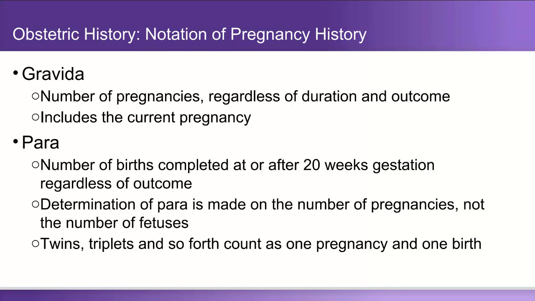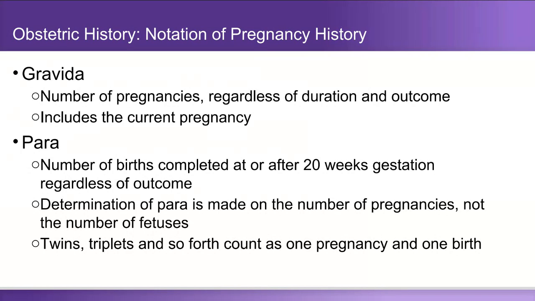Okay, the other thing that we need to do once we determine due date is we have to have notation of pregnancy history. So some of the components of the obstetrical history is determining a woman's gravida para status. Sometimes this can be a little bit confusing, and again, I do have a sample activity for you that you can do in your modules to get a little bit better.